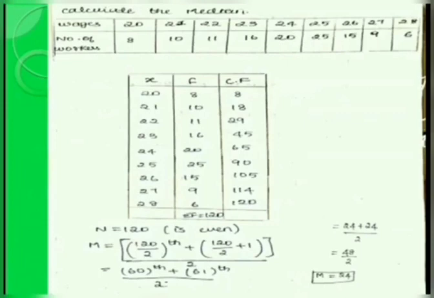So in cumulative frequency we have 65, which exceeds 60 and 61. So for 65, the corresponding x value is 24. So the 60th item is 24 and the 61st item is also 24, because 60 and 61 both are exceeded by 65. So we are taking 24 as our 60th and 61st item. So 24 plus 24 divided by 2, which is 48 divided by 2. So yeah, median is equal to 24.